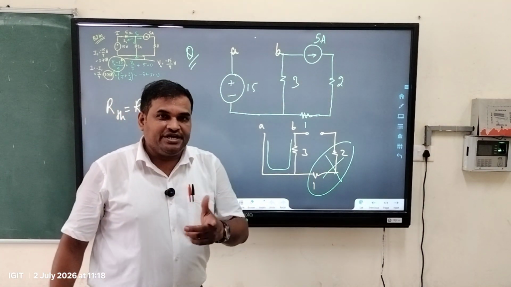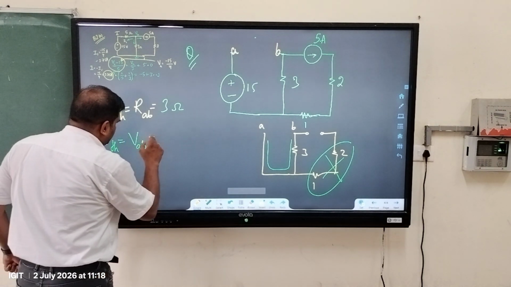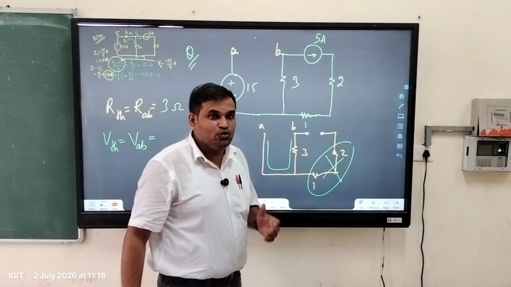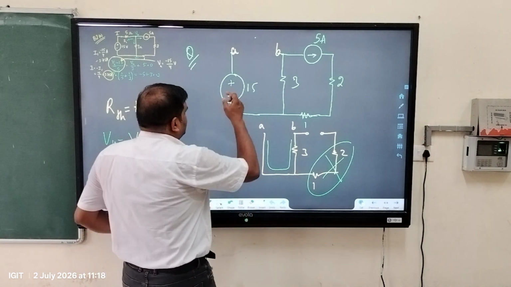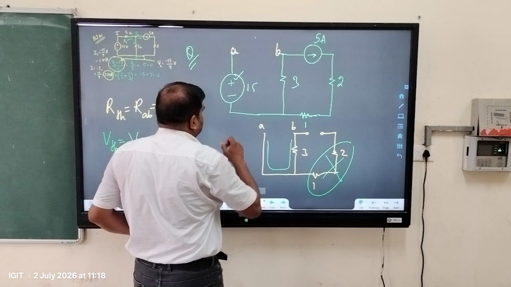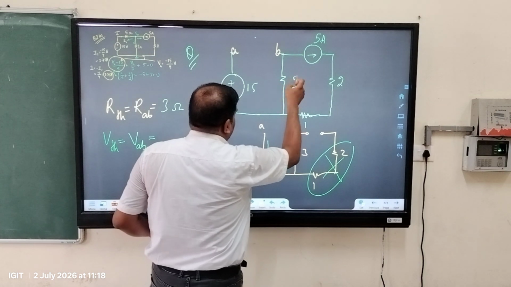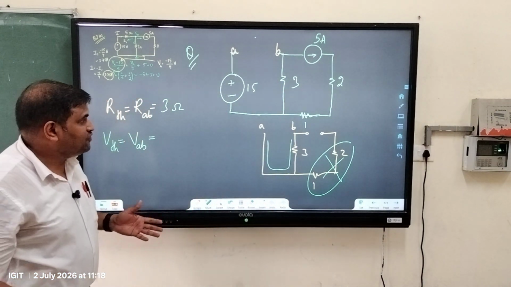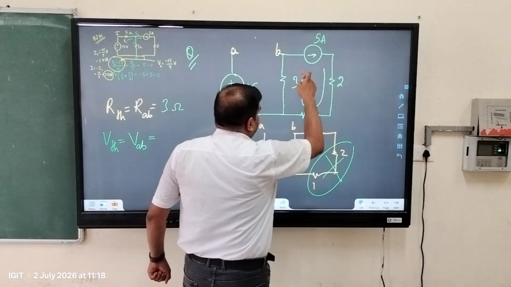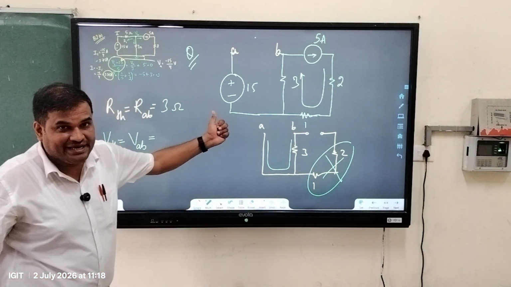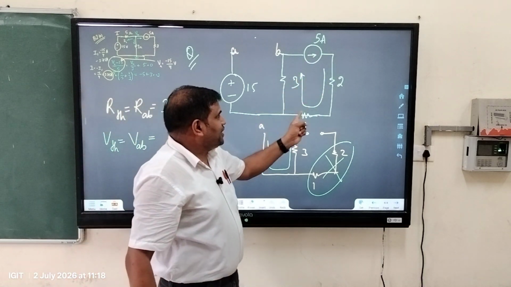Now what is the value of VTH? VTH is equal to VAB. How to find out VAB? To know the value of VAB, you have to apply KVL, Kirchhoff's voltage law. One good thing is that you know the potential across this. Another thing is you need to know the potential across this 3 ohm. So we will use this circuit, because 5 ampere is flowing here. The same current is flowing in this wire, because on this side the current cannot flow as it is open.